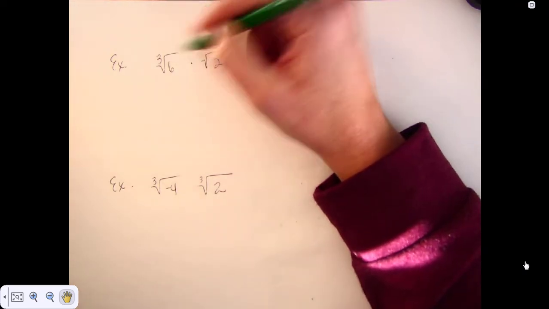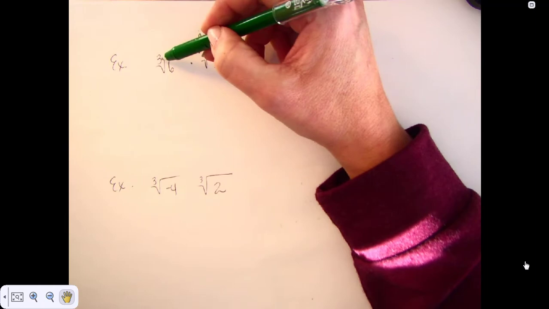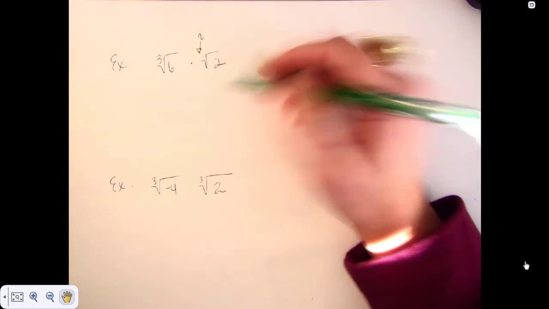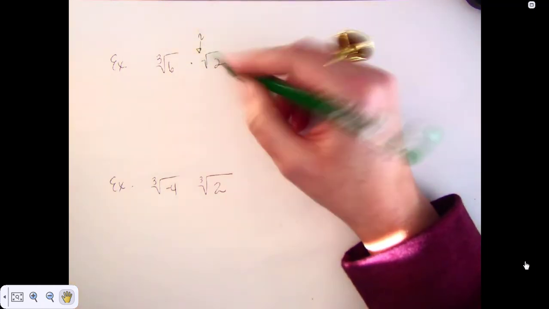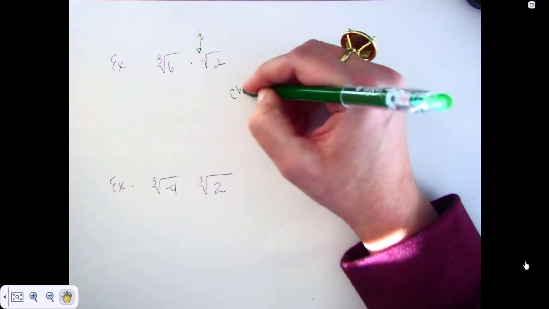So first thing you need to know, things can be multiplied only if they have the same index. So this one has an unwritten index, which is implied to be 2. This one has an index of 3. Therefore, these cannot be multiplied together. They're not the same index, so it cannot be simplified.